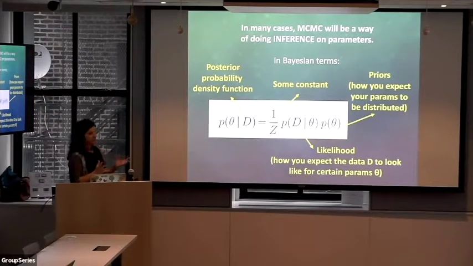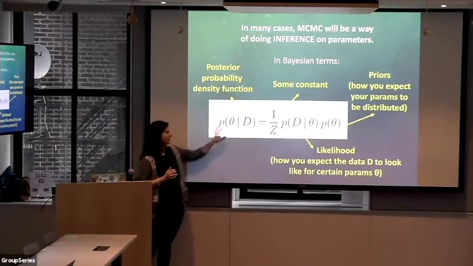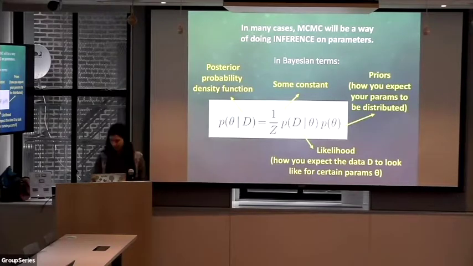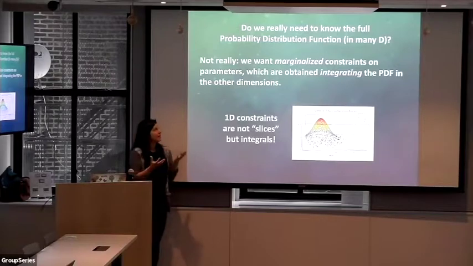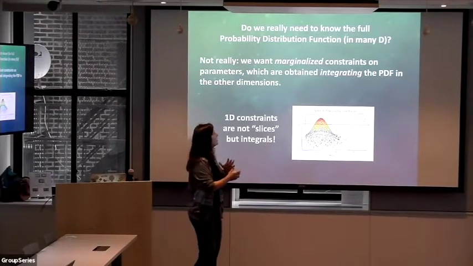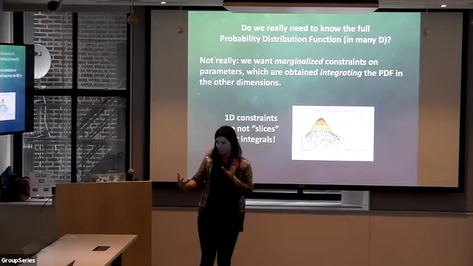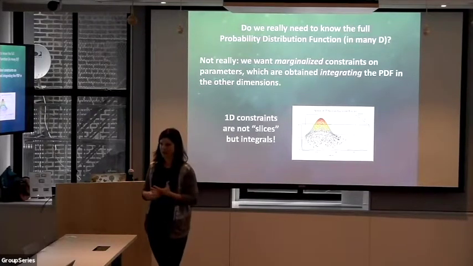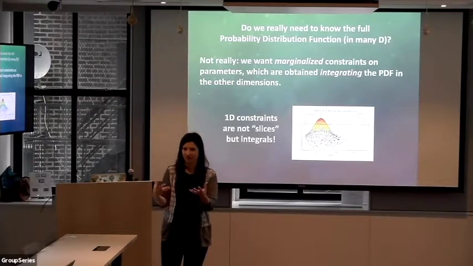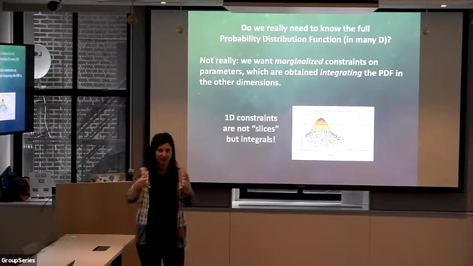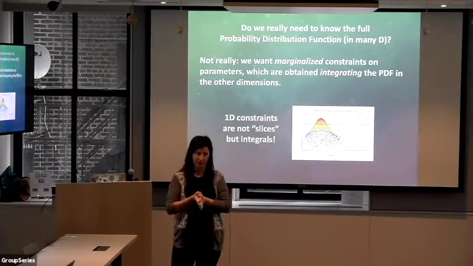Now, in general, this seems to indicate that what we want to know is the posterior. However, when you're doing inference, in many cases, you're not really interested in knowing the full probability distribution function in many dimensions. What you want to be able to say is, how do my parameters look like? And so you want to do statistics on your parameters. You want to say, okay, this is the range. These are the credible intervals. This is the shape of their probability distribution.